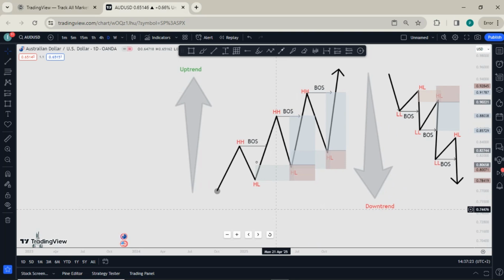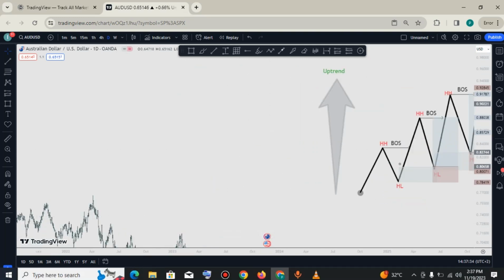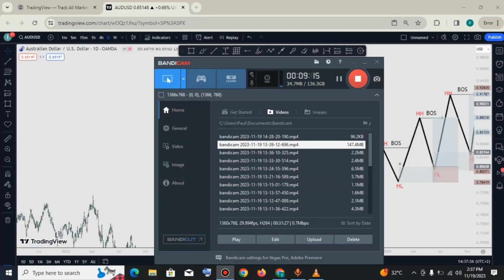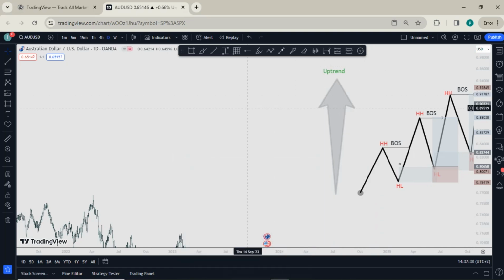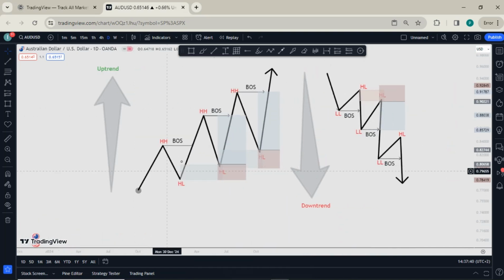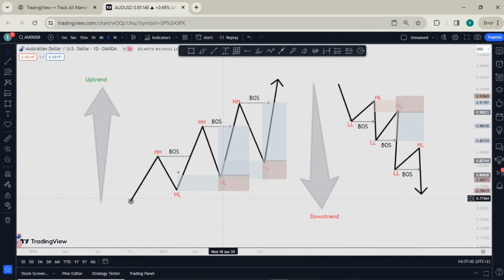Now you understand the structure, guys. You understand how to identify structure, right? So now let me go through this. Let me look at this video. I don't want it to be long. So in closing, guys, I just want you to understand that now you know what is a break of structure. Now you know what is an order block, right?